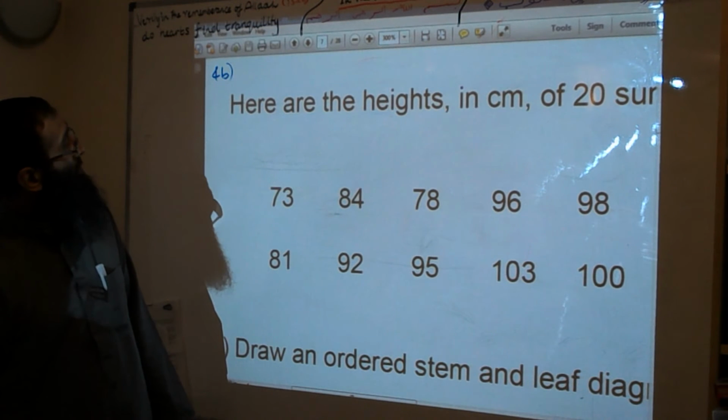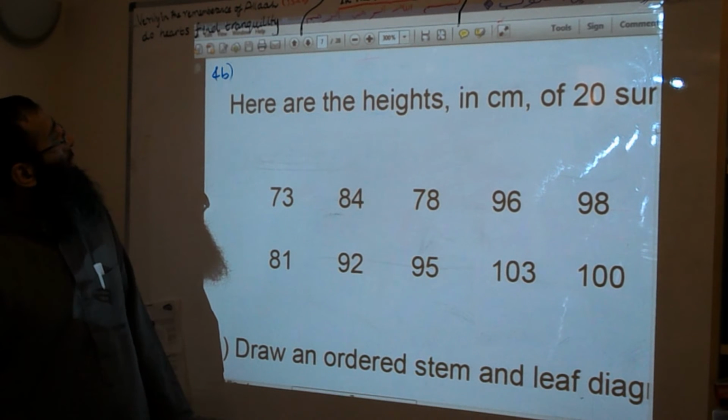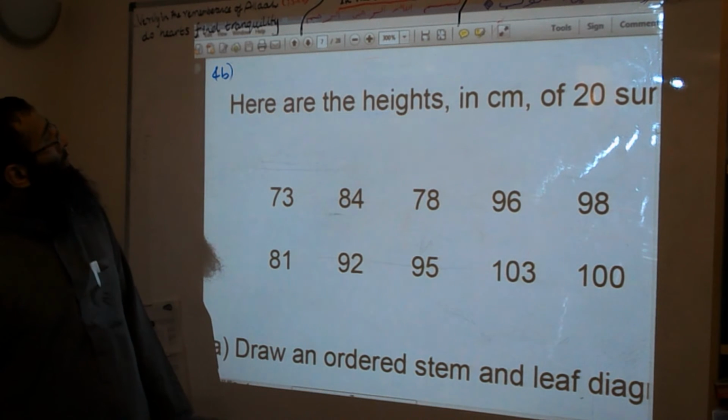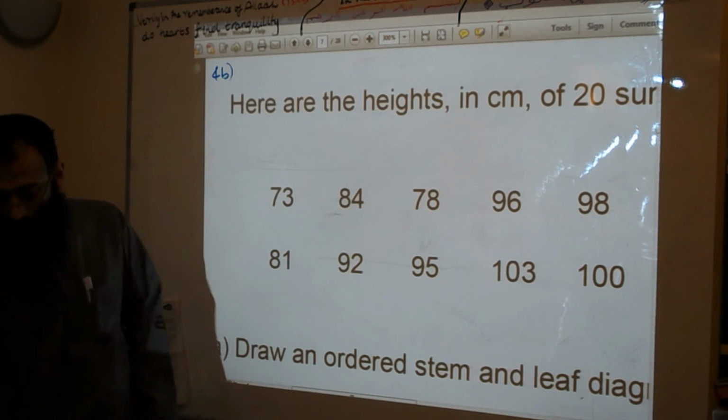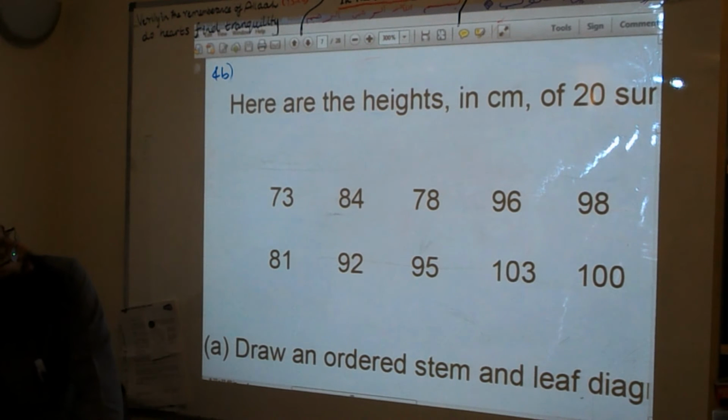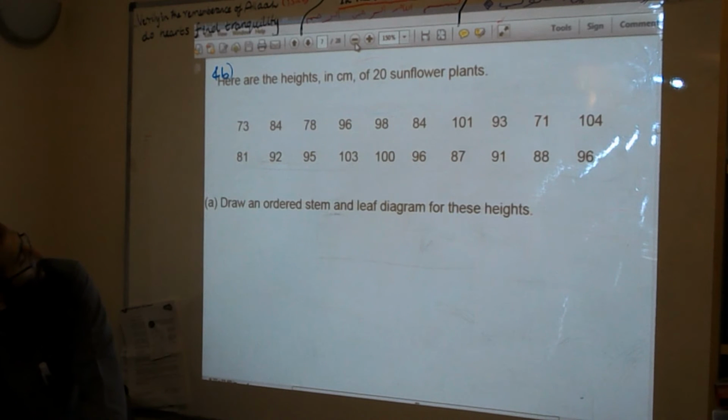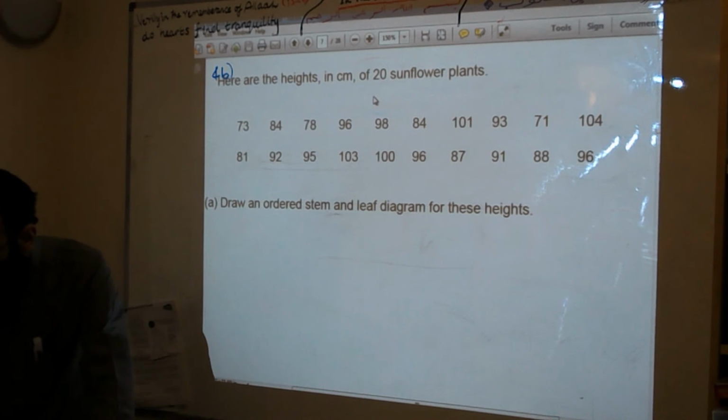Whoa, that's a bit too big. A mouse gone. There we go. Right. Good.